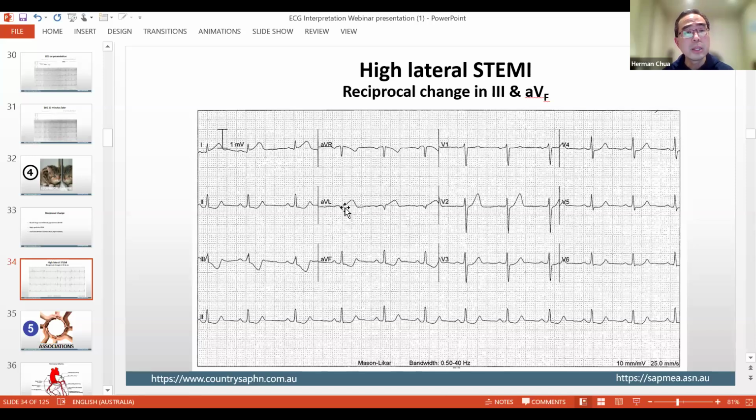Opposite meaning if there's ST elevation here in AVL, there is ST segment depression. If there's a big upright T wave, which there is in AVL, there's going to be an inverted big T wave in the opposite lead. Okay, and so this concept of reciprocal change is very important. We'll see that in some of our cases later. Okay, so just bear that in mind.